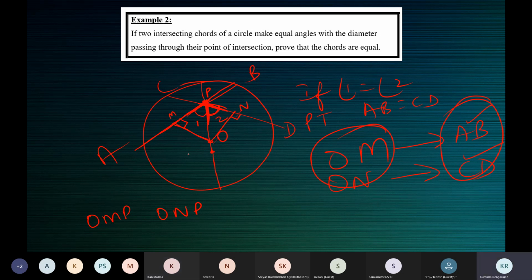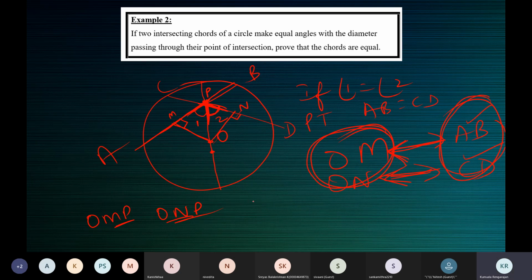Now you will think it's out of the way. Why should we prove that OM is equal to ON? Because we are not getting AB is equal to CD. That's what we have to prove. So what's the other way of proving AB is equal to CD? Their distance from the center. AB's distance from the center is OM. CD's distance from the center is ON. So can we get OM is equal to ON? Yes, very much we can. OM is equal to ON by CPCTC.